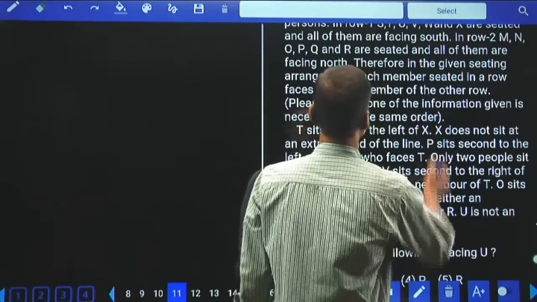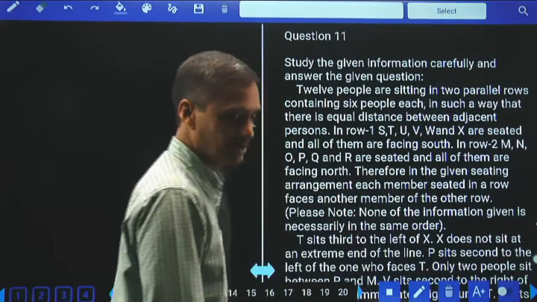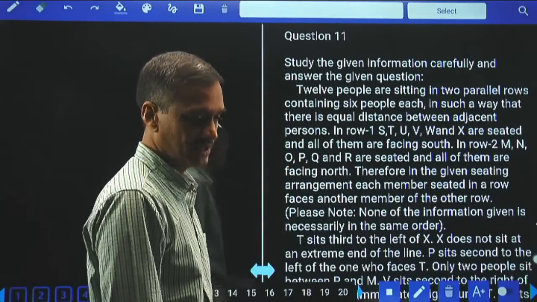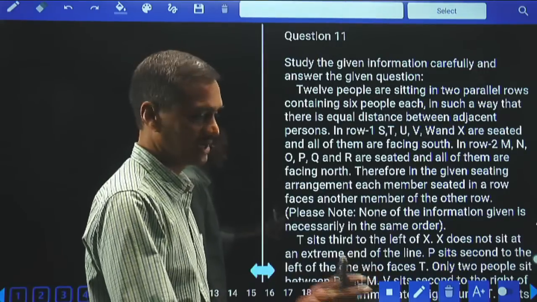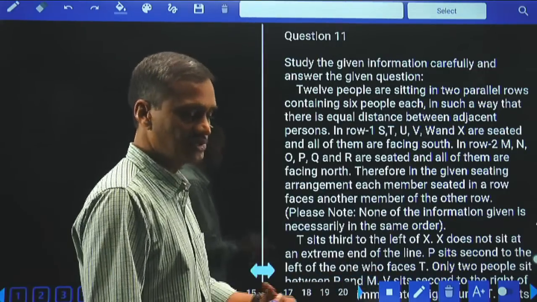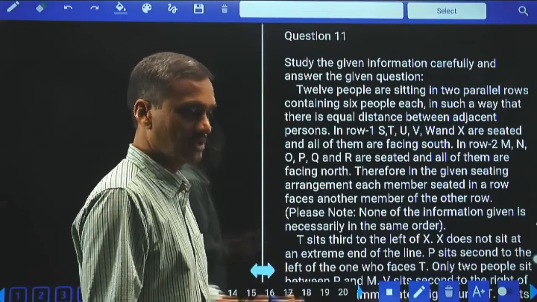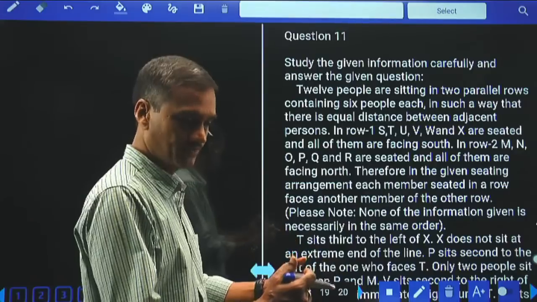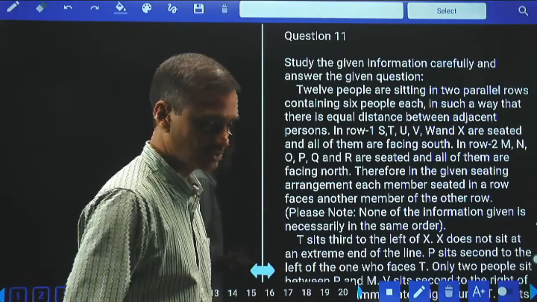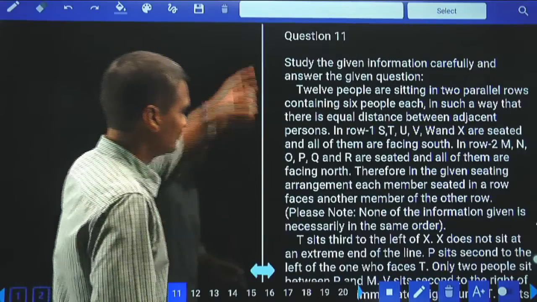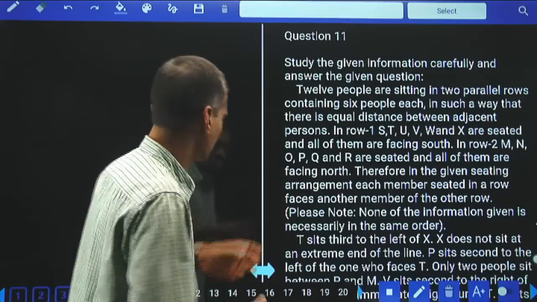Question numbers 11 onwards, which category do they come under? It is based on a puzzle with parallel rows. How many persons were there? There are 12 persons, seated in two different parallel rows. Whenever parallel rows are given, the first and foremost thing we need to do is identify which is row 1, which is row 2, and who are the persons in row 1 and who are the persons in row 2. Because it is not possible for you to scroll from top to bottom while working on the arrangement.